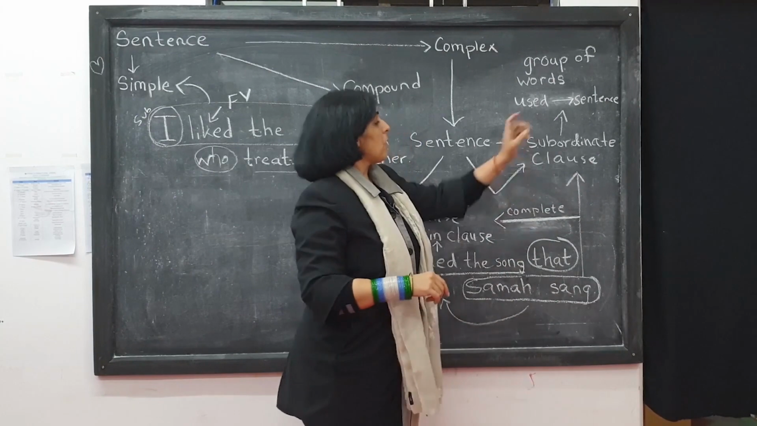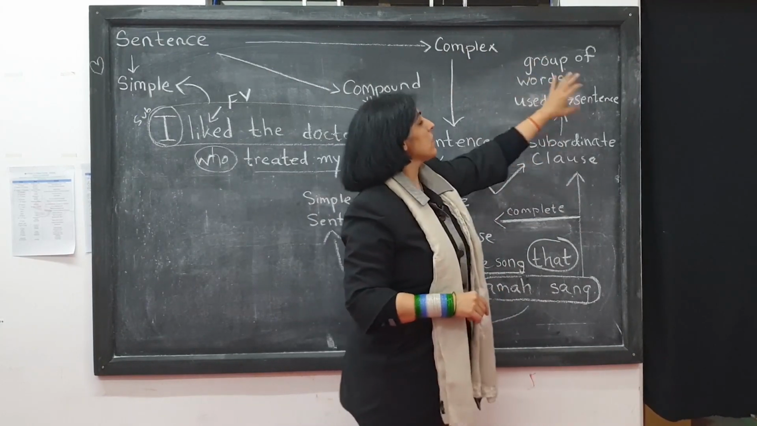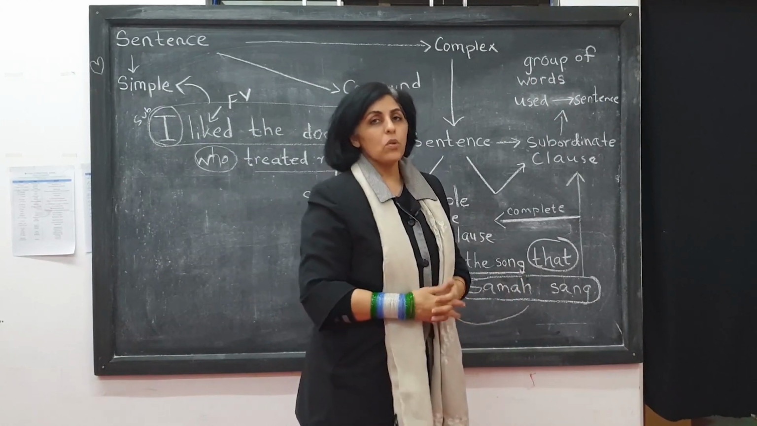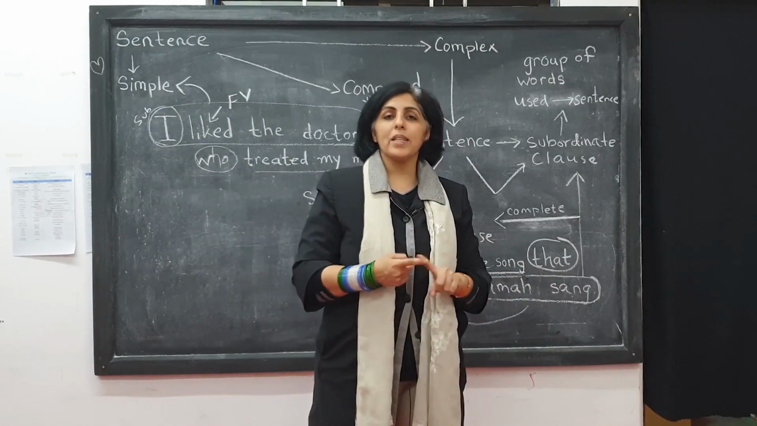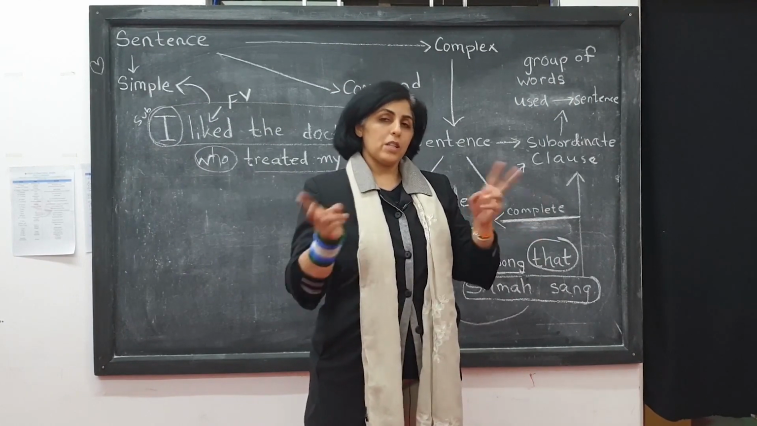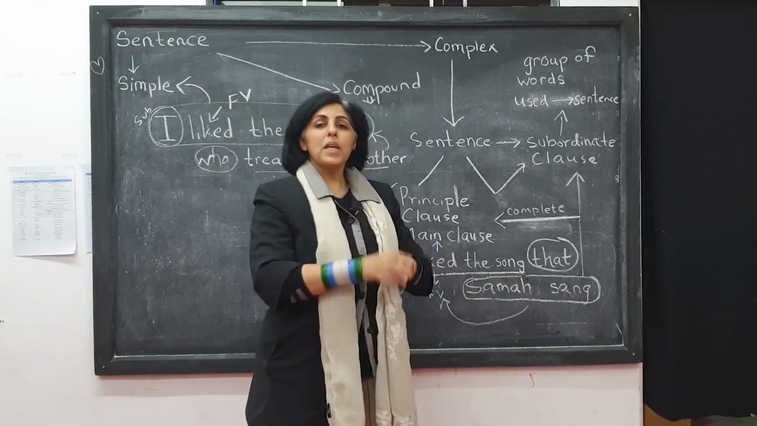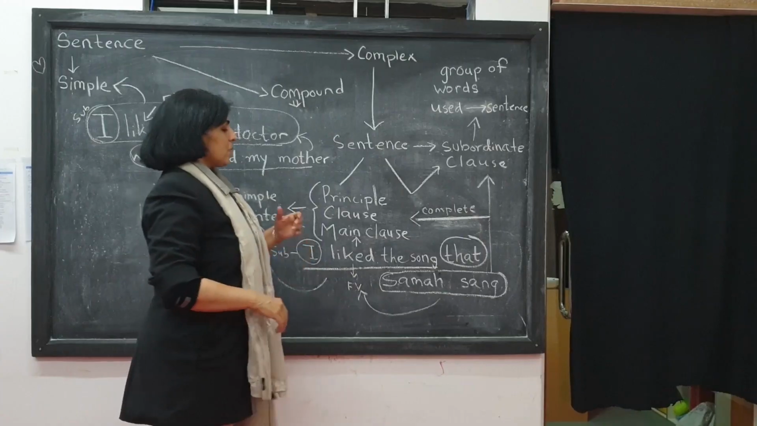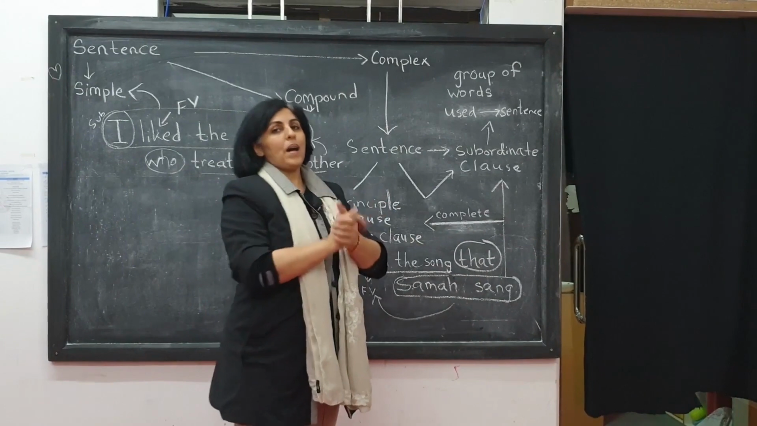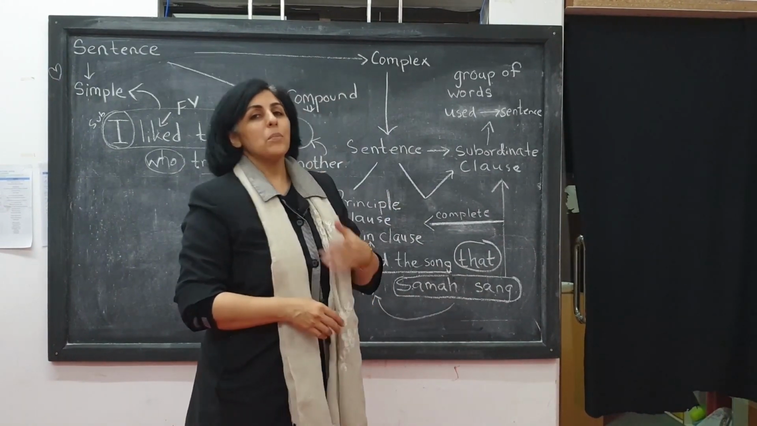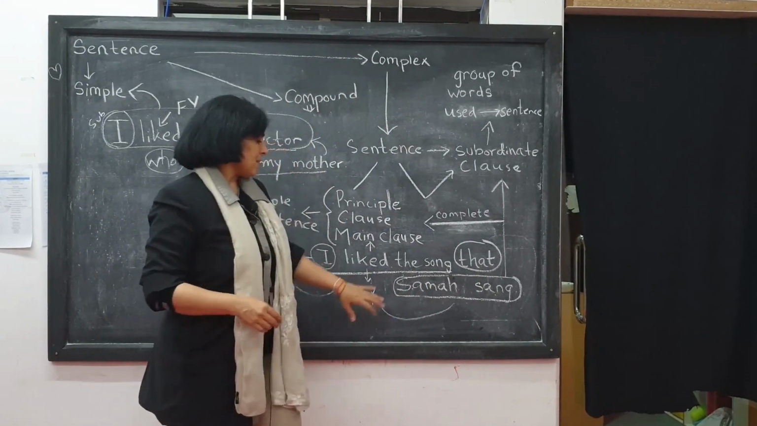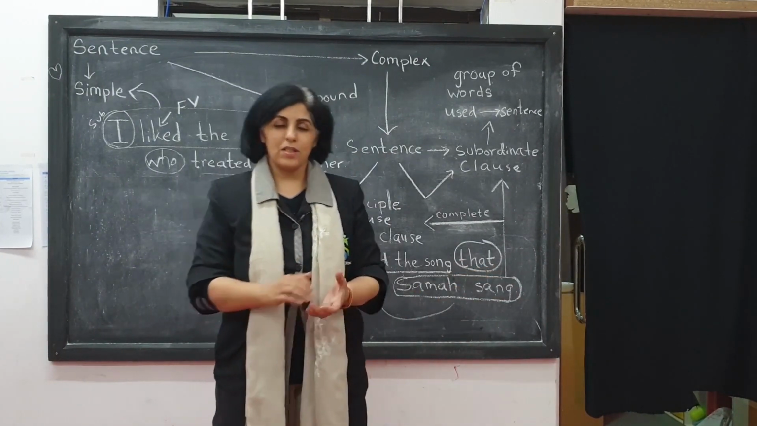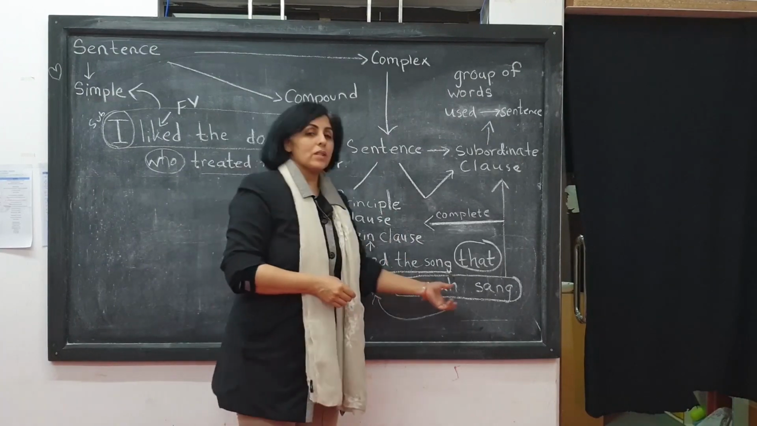And we know a subordinate clause is a group of words used in a sentence which cannot be used separately as a sentence on its own because it's either missing a subject or a finite verb, or if it has both, it's missing out on being able to express its thoughts completely. So Subah sang cannot be a sentence on its own because even though it has a subject and a finite verb, it still cannot express its thoughts completely. And that is why it is called the dependent clause.